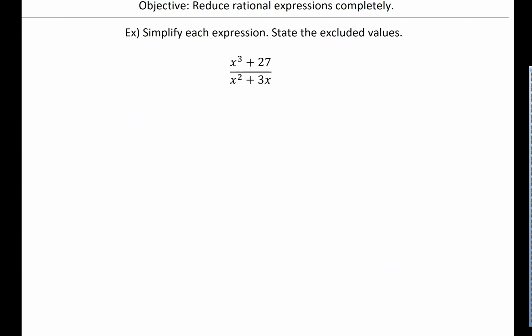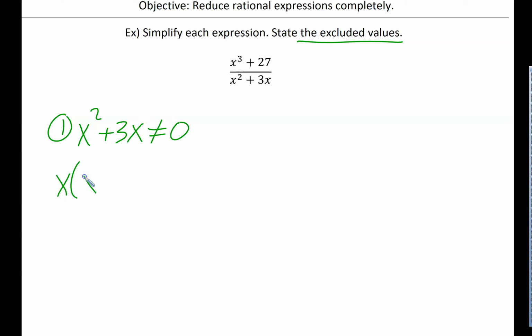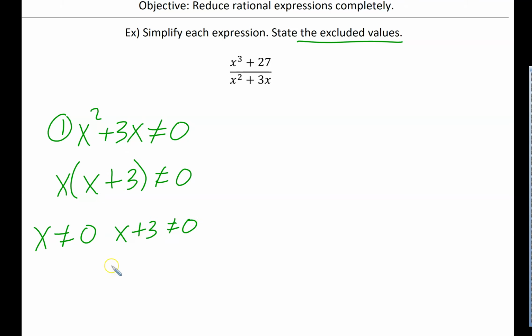And another example, a little higher degree of work factoring to be done here. Again, I'll start with my excluded values. So I'm looking to see where my denominator would be equal to 0, and those are the values I cannot be equal to. Here I have a GCF of x, and that is x plus 3. So therefore x cannot be equal to 0, and x plus 3 cannot be equal to 0. And so x cannot be equal to 0, and x cannot be equal to negative 3.